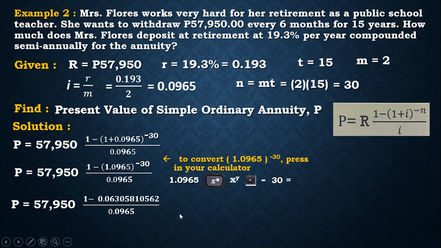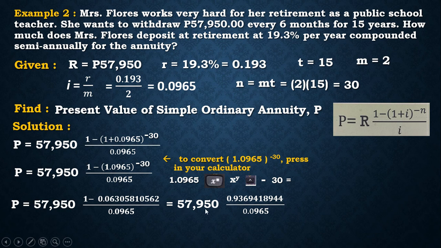Ito po ang nangyari sa kanya. Ang next step po, wala po muna kayo uling gagalawin dito sa part na to at dito. Isusubtract natin yung 1 minus 0.06305810562. At ang nangyari ay 0.9369418944. Again, papaano nakuha ito? Sinubtract natin yung 1 minus 0.06305810562. Kaya naging 0.9369418944.